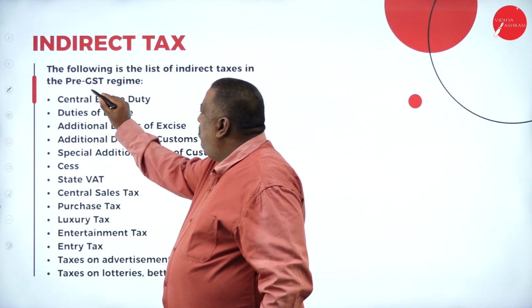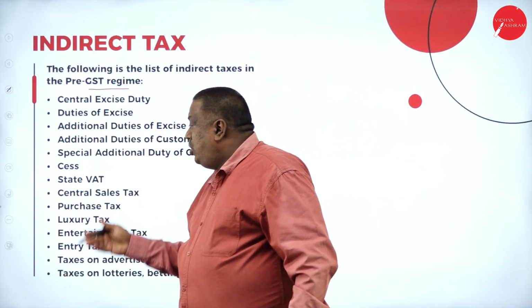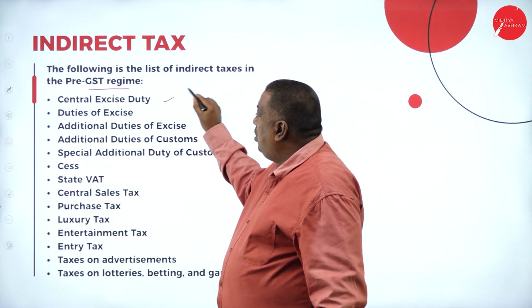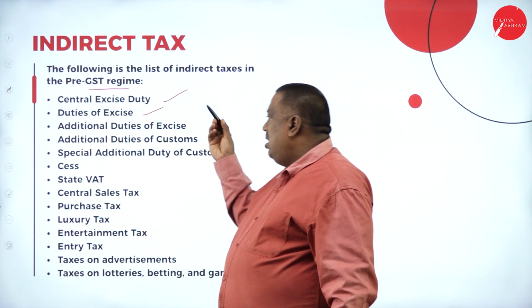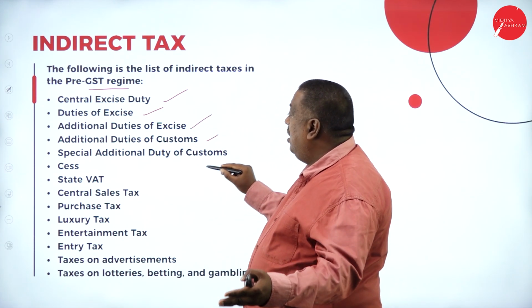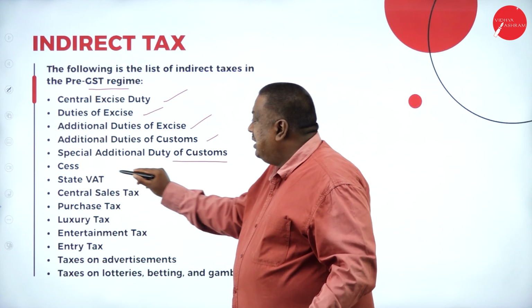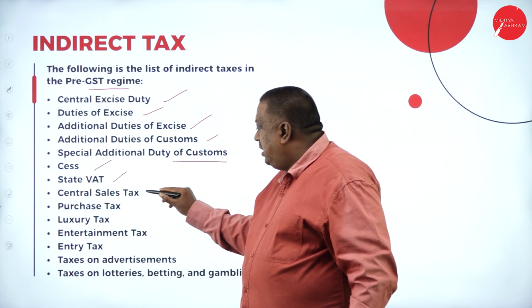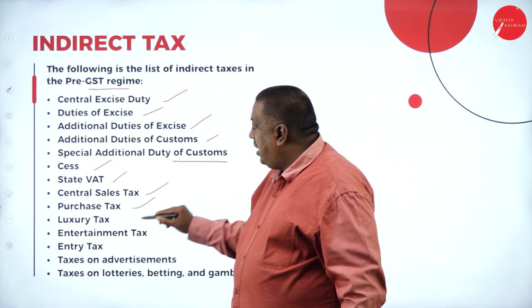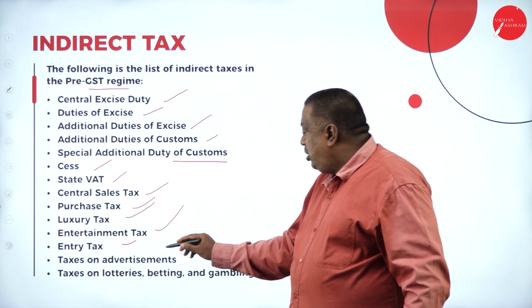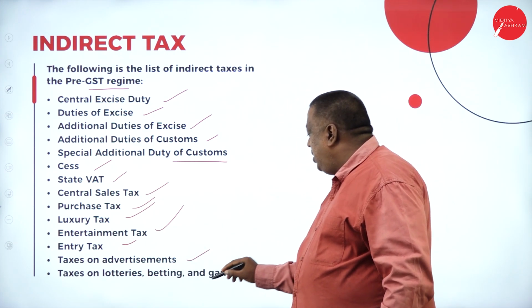See, pre-GST, meaning before GST, which taxes were there? Central excise duty, additional duty of excise, additional duties of customs, special additional duty of customs, cess, state VAT, state value added taxes, central sales tax, purchase tax, luxury tax, entertainment tax, entry tax, taxes on advertisement, taxes on lottery, betting and gambling.